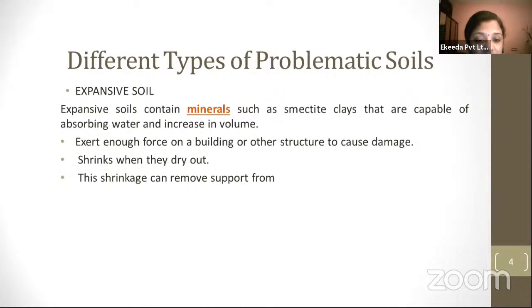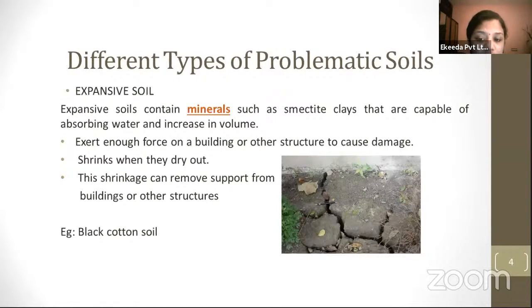And when it shrinks down, what happens is it removes the support from the foundation and the building suddenly falls down. Okay, so the example is black cotton soil. In the figure, you can see the cracks formation in the soil when it dries out.